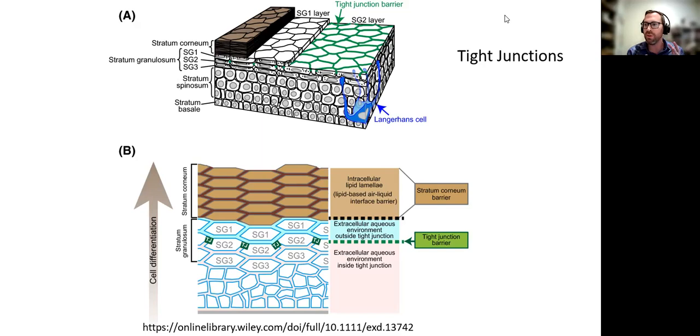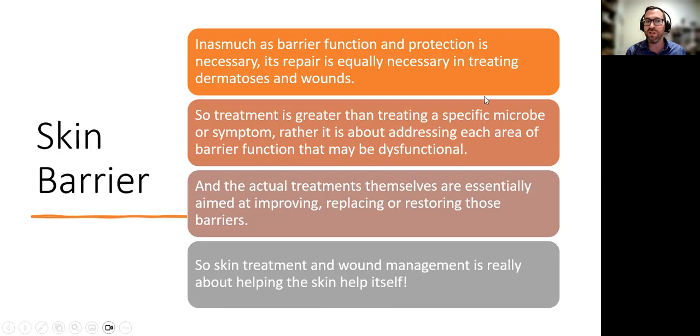And this is where the interplay between micro and macro can sometimes get lost. If we think about things too much on a micro level, we're not actually getting a feel quite literally for the tissue. And if we think about things too deeply on a macro level, we're not leveraging all of the factors that go into what actually happens on a cellular level. So skin barriers are there for protection, and leveraging them physiologically is necessary in healing both dermatoses and in wound care. And so treatment is greater than, oh, well, let's knock out this specific microbe.